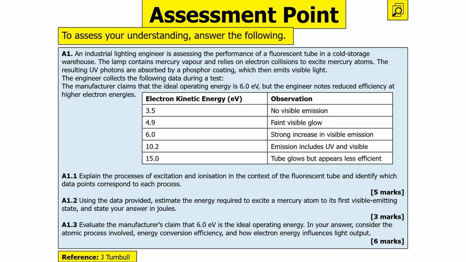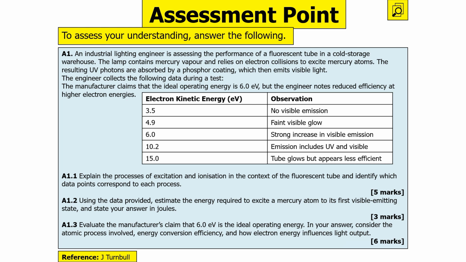The next question says, an industrial lighting engineer is assessing the performance of a fluorescent tube in cold storage warehouses. The lamp contains mercury vapor and relies on electron collisions to excite mercury atoms. The resultant UV photons are absorbed by a phosphor coating, which then emits visible light. The engineer collects the following data during a test.